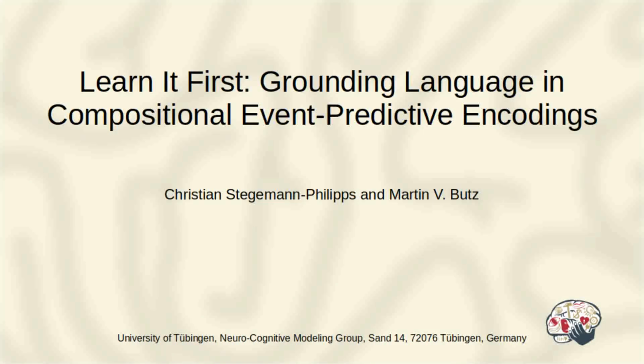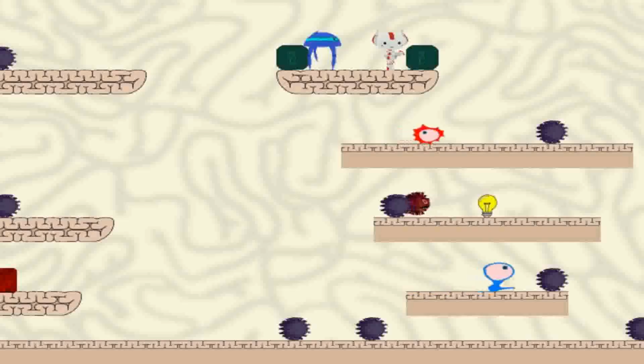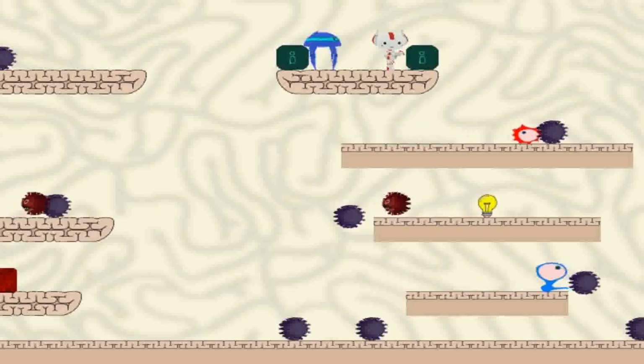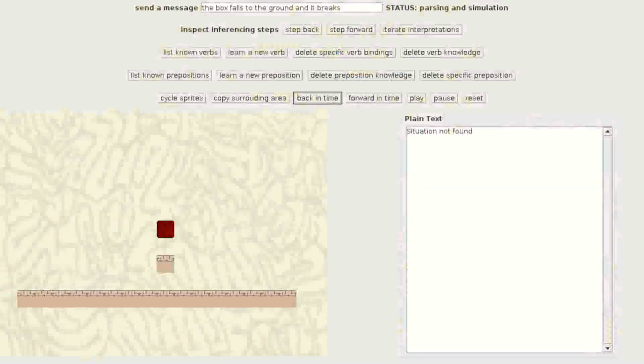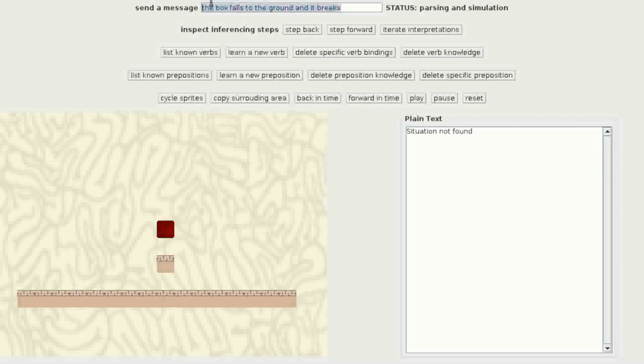Hi, I'm Chris. I will introduce our cognitive architecture, Learner. So Learner perceives its environment and tries to build encodings of that environment, and then uses those encodings to understand the meaning of natural language sentences in a compositional manner.